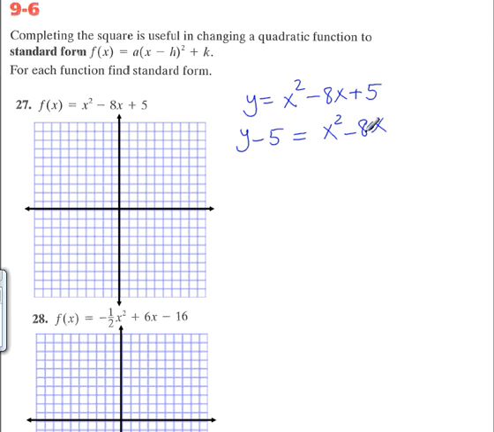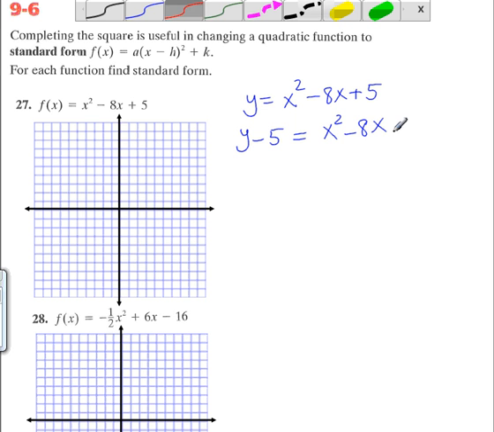First of all, we ask ourselves, is a 1? Yes, it is. So we're good there. We take the b, which is negative 8, divided by 2. So that's negative 4. And we square it. So we get 16. We add 16 to both sides.